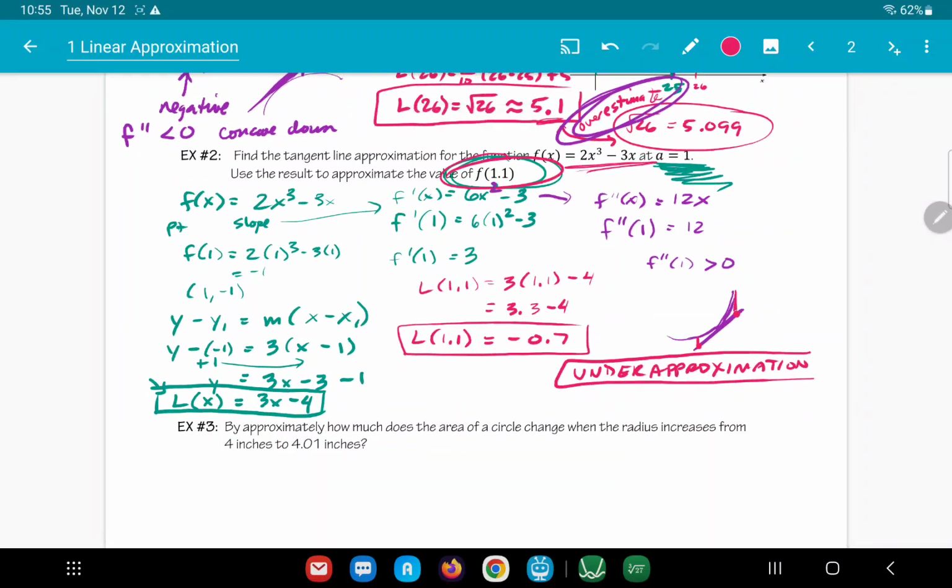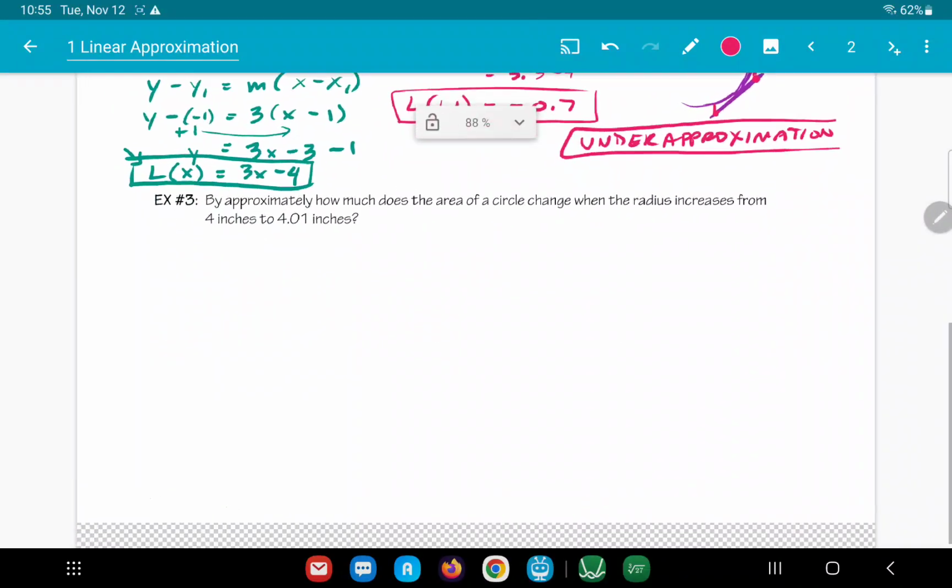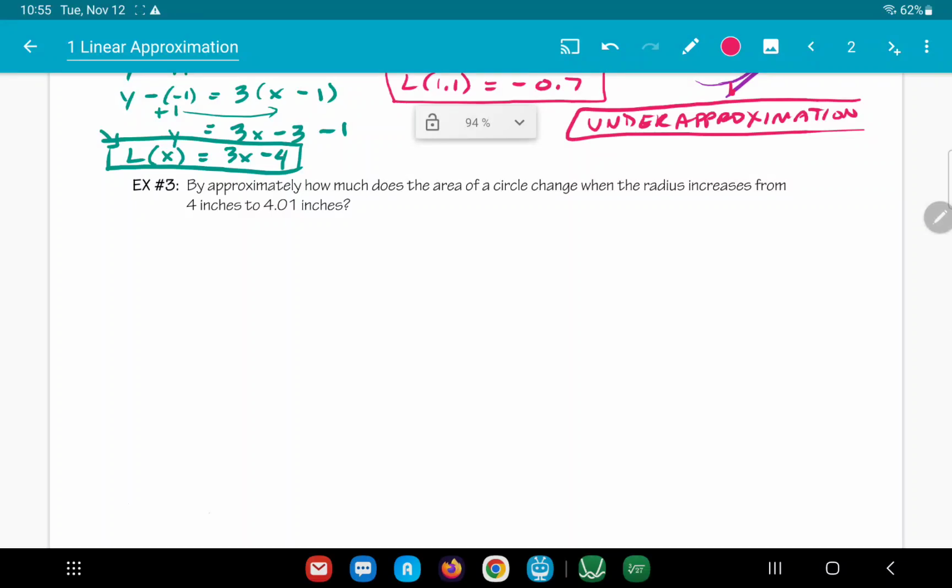Alright, let's go on to our last problem. By approximately how much does the area of a circle change when the radius increases from 4 inches to 4.01 inches? Well, we know that the area of a circle is given by the formula A equals pi r squared. So let's figure out a couple things. First of all, let's find the derivative of A. The derivative of A tells us the area changing, right? It's the rate of change of area. And so we'll get 2 pi r.